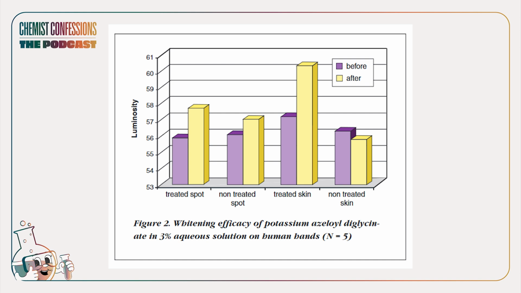Yeah, if you look at the y-axis, Victoria, that's such a good point. It goes from luminosity of 53 to 61. I don't know what that means. So when they say untreated skin luminosity increased from 57 to 60, will you see a visible difference? I'm a tad skeptical. Yeah, exactly.